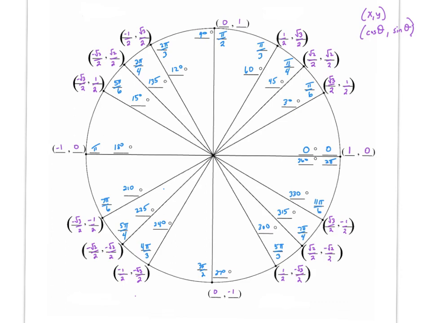We also labeled the tangent values on our unit circle. To find the tangent values, you can always do sine divided by cosine. Those values are as follows. Root 3 over 3, 1, root 3, undefined, negative root 3, negative 1, negative root 3 over 3, 0, root 3 over 3, 1, root 3, undefined, negative root 3, negative 1, negative root 3 over 3, 0.